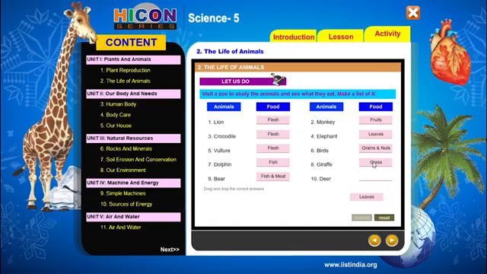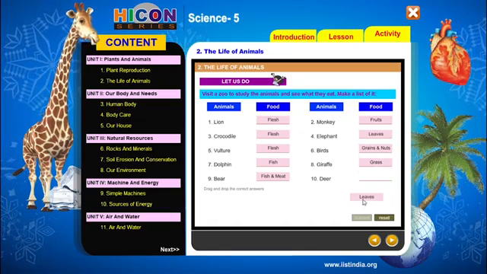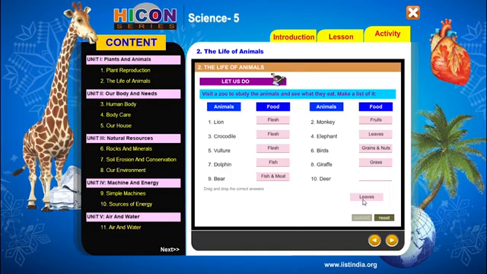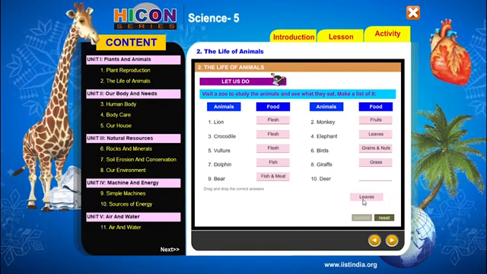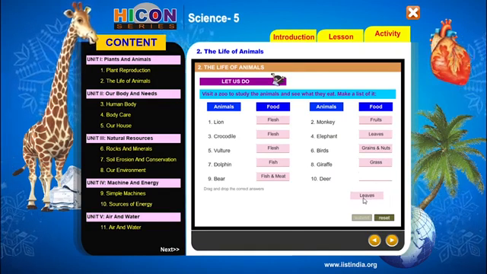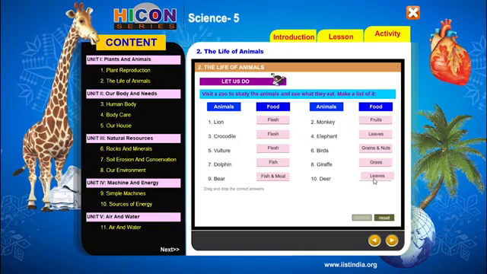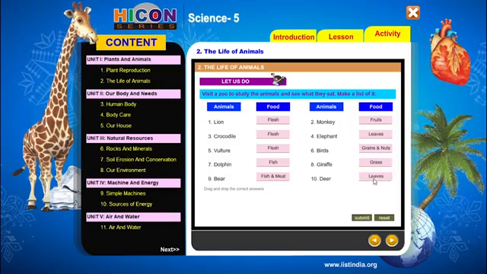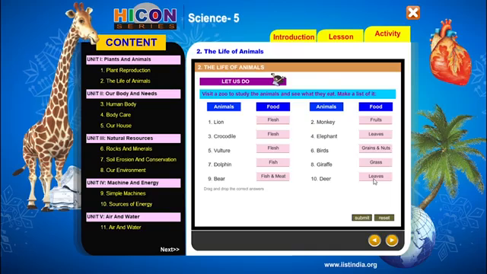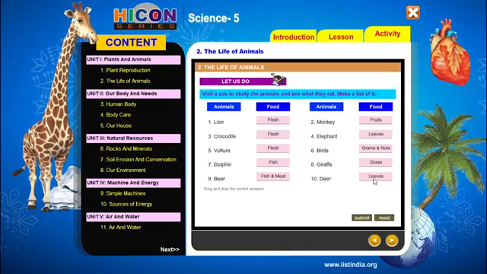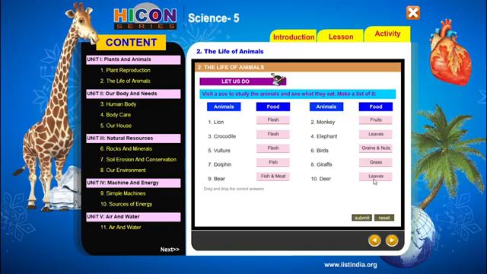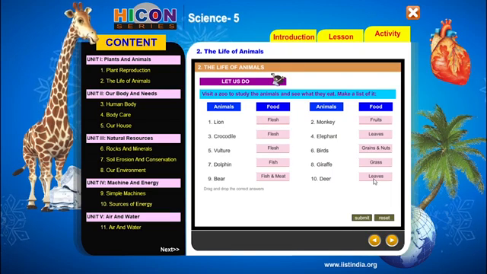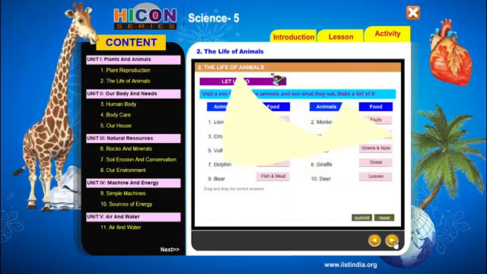Next, deer. So what is the food of deer? So deer is also an example for herbivores. It will eat the leaves of plants. So write leaves for the deer. So children, these are the foods for the different types of animals which we can see in the zoo. So this part is complete in the activity session. Now let us enter the next part in the activity session.